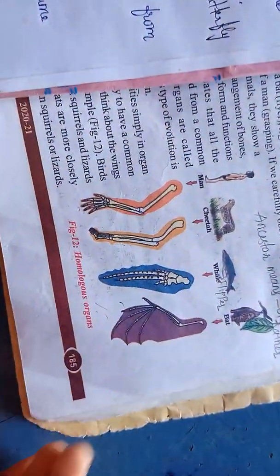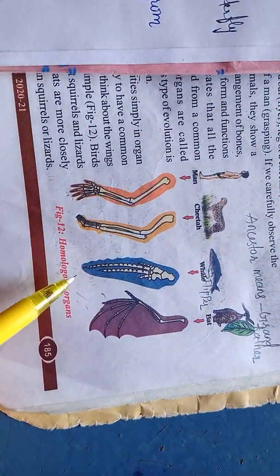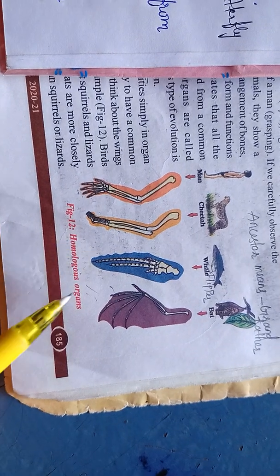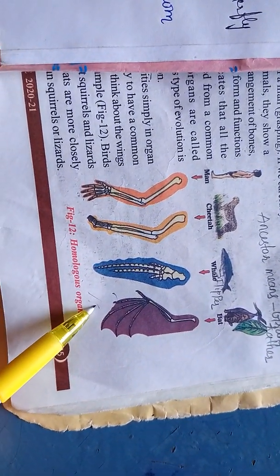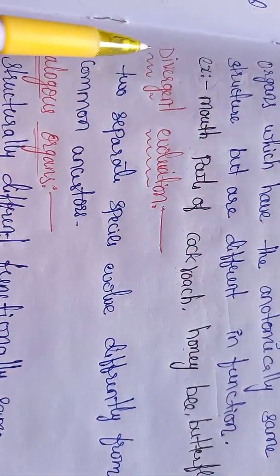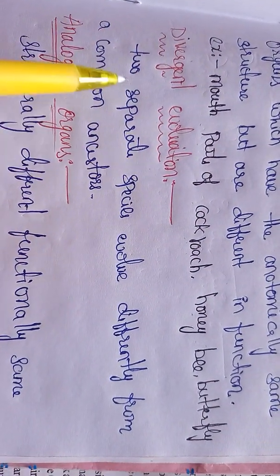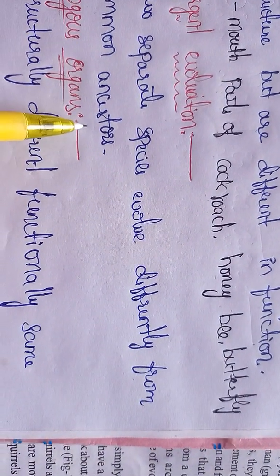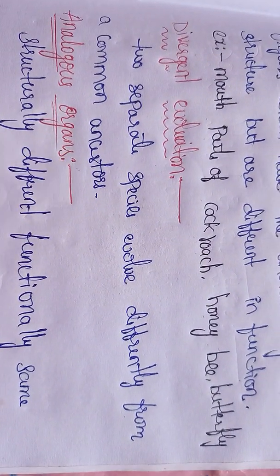See here, this is also called homologous organs. Their structure is the same but their function is different. We are calling it homologous organs. And what is divergent evolution? Two separate species evolve differently from a common ancestor. We are calling it divergent evolution.